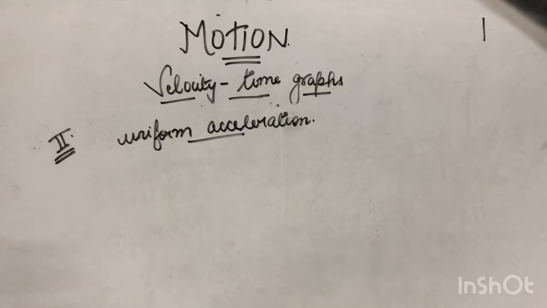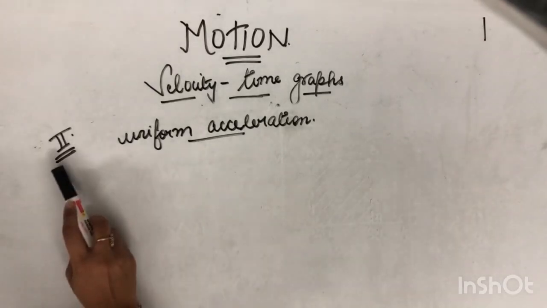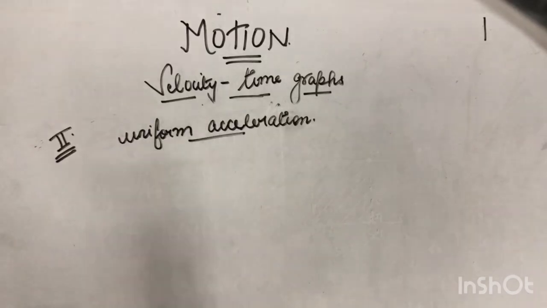The case is when a body is moving with non-uniform velocity. Now, if a body is moving with non-uniform velocity, it means the motion is an accelerated motion. So either acceleration will be uniform or non-uniform. The next case is when the body is moving with uniform acceleration. Uniform acceleration means that the velocity of the body is changing by an equal amount in equal time intervals.